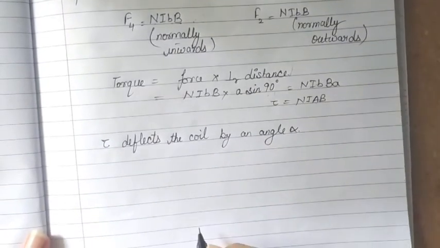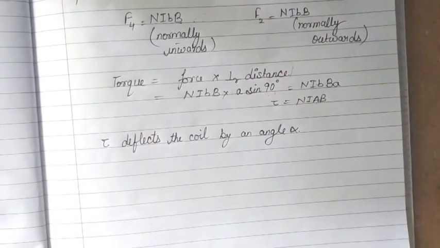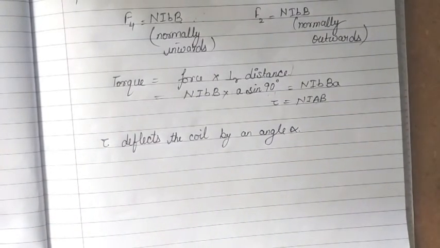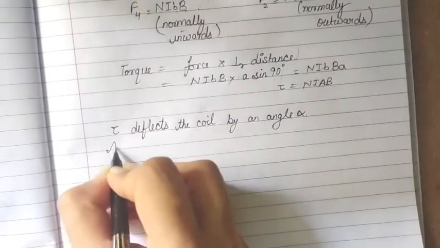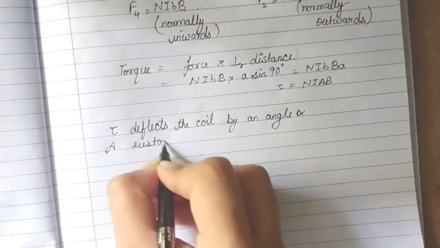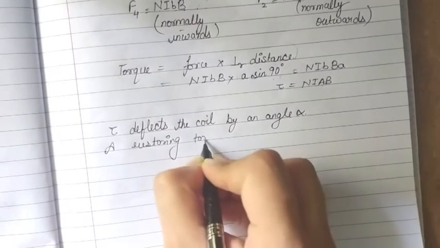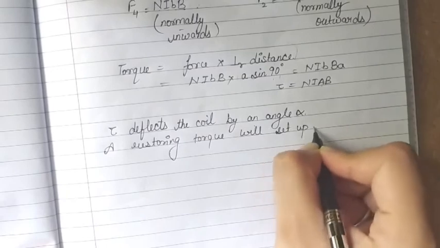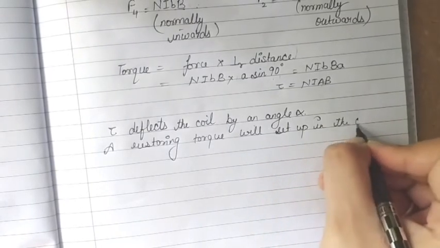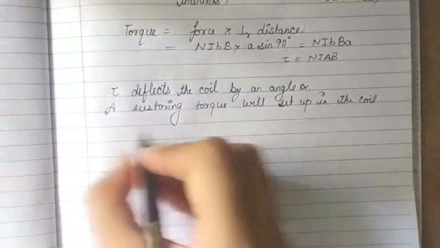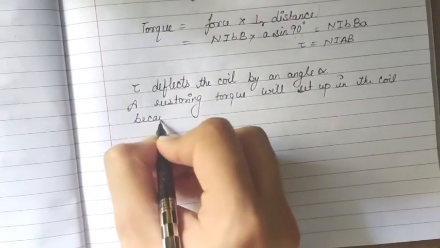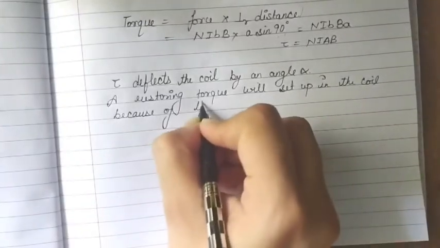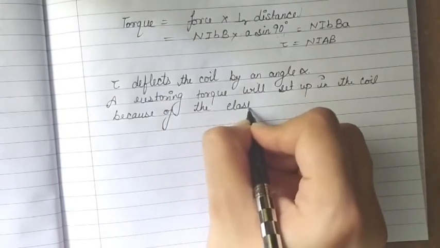Now because of this deflection, a restoring torque will be set up in the coil due to the elasticity of the spring that we have used. Since we used hair springs there, because of those springs, a restoring torque will be set up in the coil because of the elasticity of the spring.